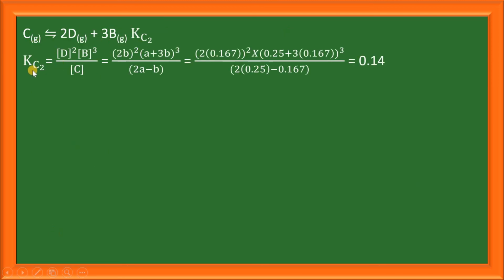So similarly for this equilibrium, we will write Kc2 is equals to concentration of D raised to 2 into concentration of B raised to 3 upon concentration of C, that is equals to 2B square into A plus 3B cube upon 2A minus B, and on substituting the value of A and B, we will get the Kc2 as 0.14. Clear? So our value of Kc2 is 0.14 and the value of Kc1 is 0.11. That is why option number A is the answer.